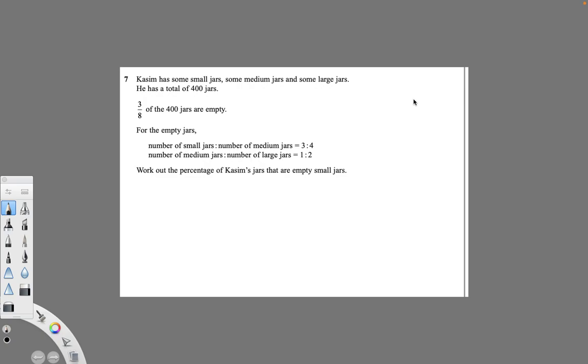Some small jars, some medium jars, and some large jars. He has a total of 400 jars. So 3/8 of the 400 jars are empty. Well, we can immediately find out how many of that is by doing 3/8 multiplied by 400. Well, an eighth of 400 is 50. 50 times 3 is 150. So we know that there's 150 jars that are empty.